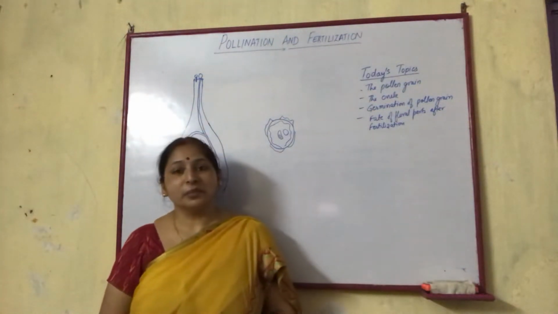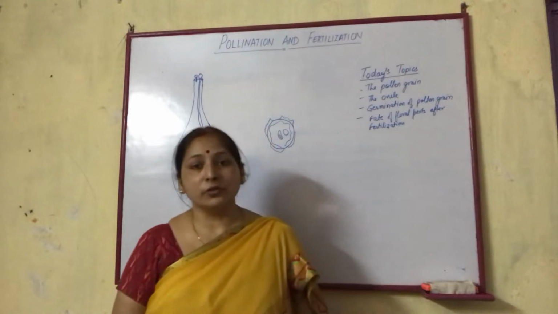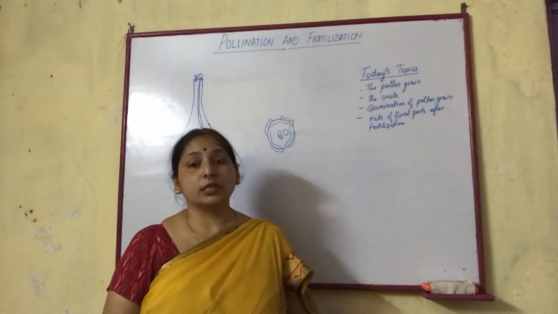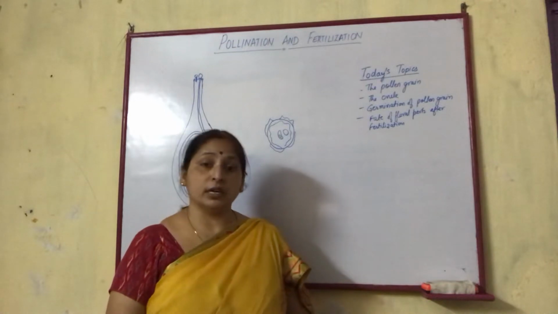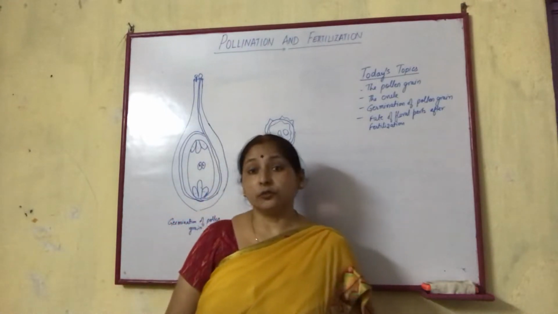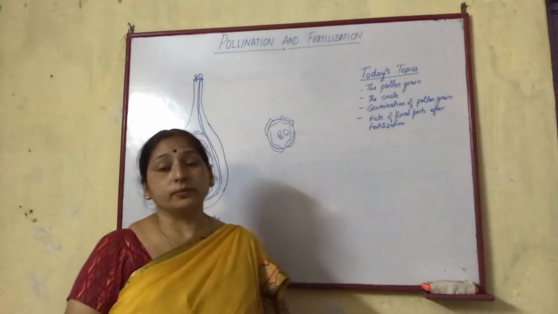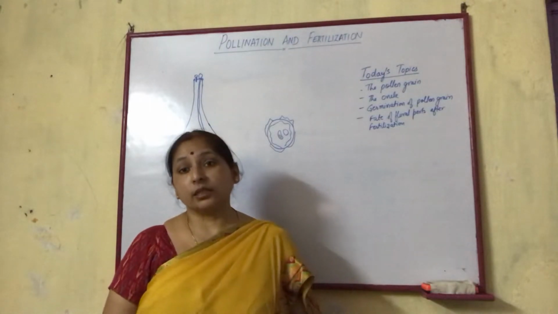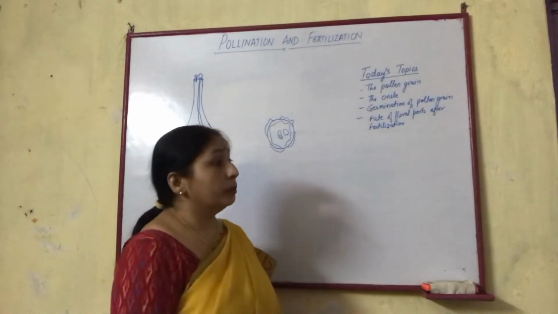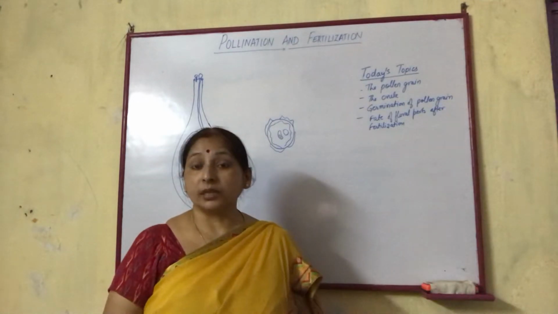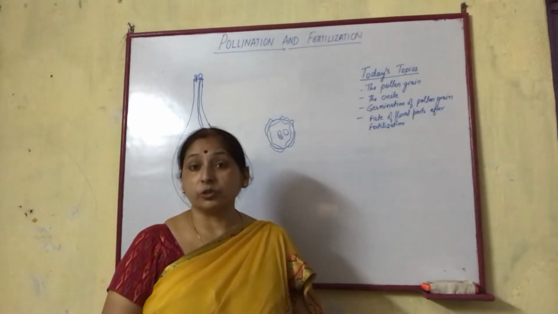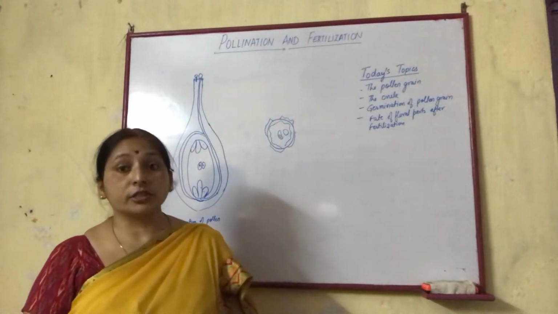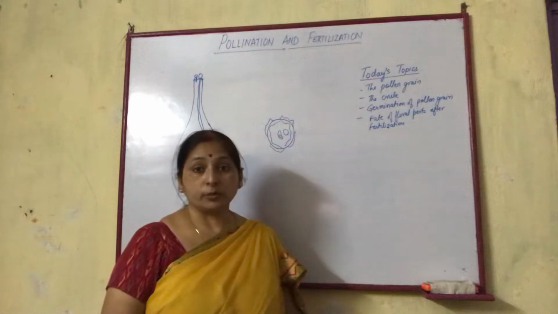Hello students, in the previous classes we have discussed flowers, and this is the last topic of the chapter: pollination and fertilization in flower. The floral details you all know: the structures of the flower, male and female reproductive parts, then the protective coverings, then pollination, and in the previous class you studied the pollinating agents and the characteristics of flowers for the pollination process.